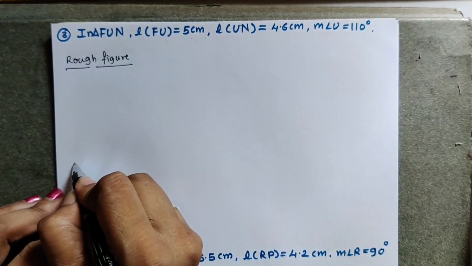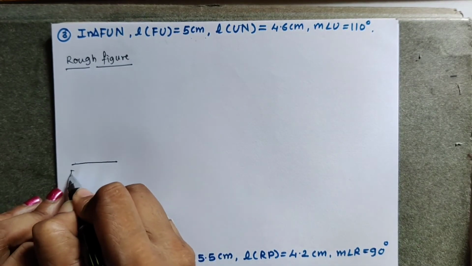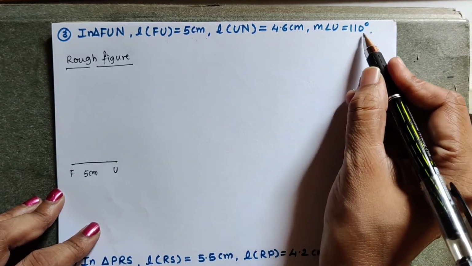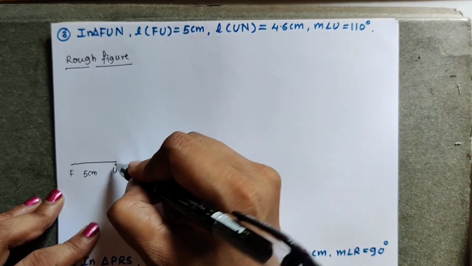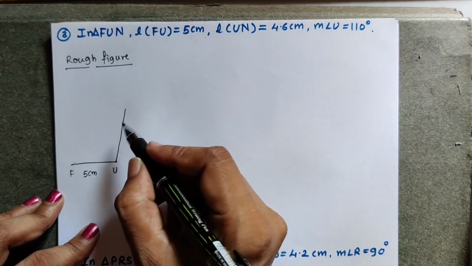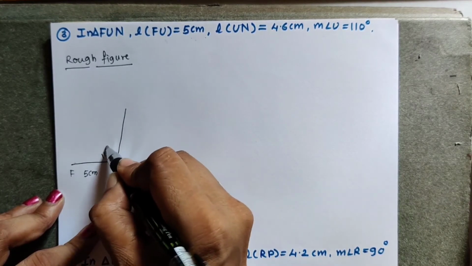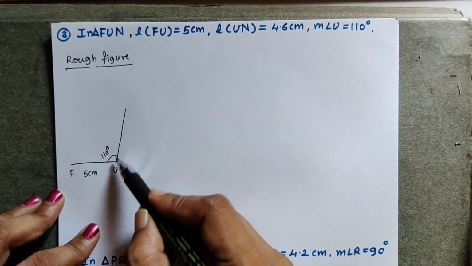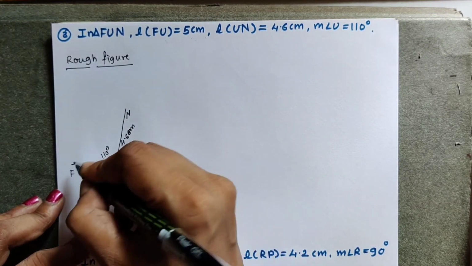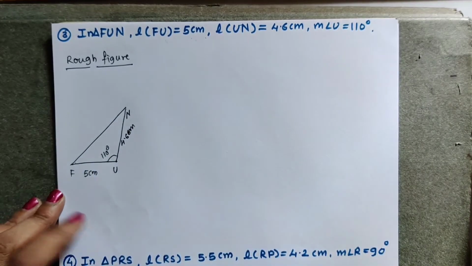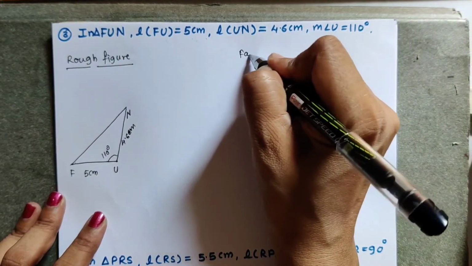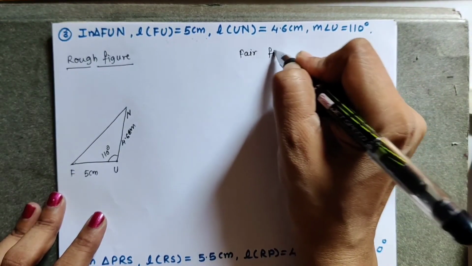I'll take FU as the base side, which is 5 centimeter. Now U is 110, that means it is an obtuse angle. 110 degrees obtuse angle. So it will go apart from FU. Now UN is 4.6, so from U to N distance is 4.6 centimeter. And then we can join this FN, and this way we can get the rough figure. Now from this rough figure we have to draw the fair diagram.